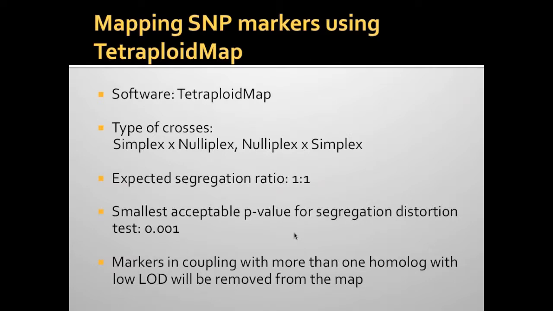The type of crosses I've used is simplex by nulliplex and nulliplex by simplex. The segregation ratio expected is 1-to-1. I also used criteria to eliminate those markers that had too high segregation distortion, with a p-value less than 0.001. And the markers that were in coupling with more than one homolog were also eliminated from the final map.